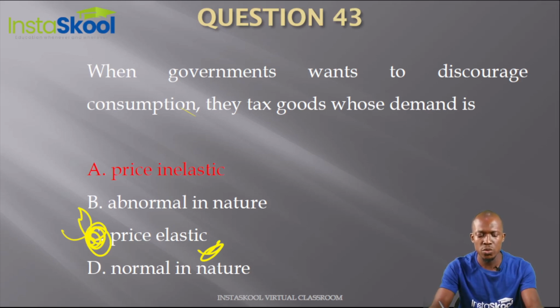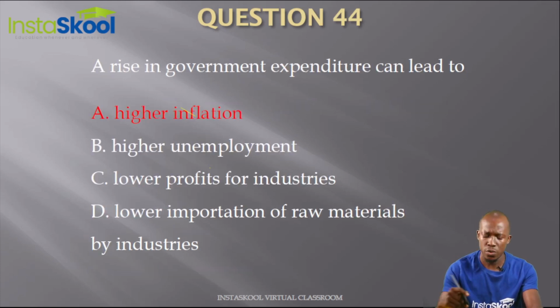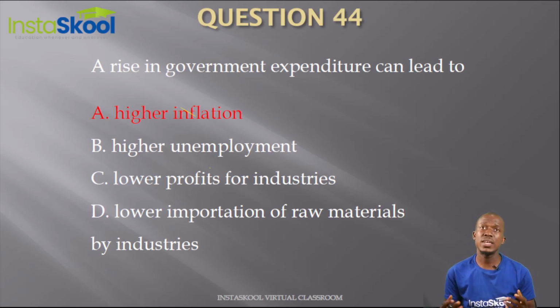Okay, so let's clean this. Question number 44. A rise in government expenditure can lead to dash. A rise in government expenditure. Will it lead to higher inflation, or to higher unemployment, or to lower profits for industries, or lower importation of raw materials for industries? Now, this should be quite easy.